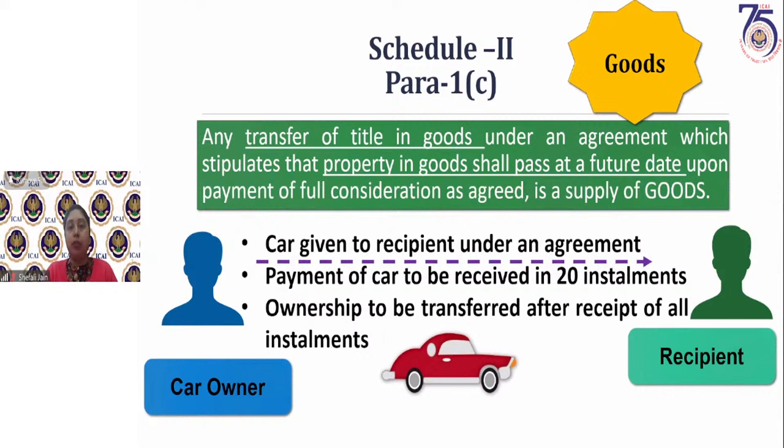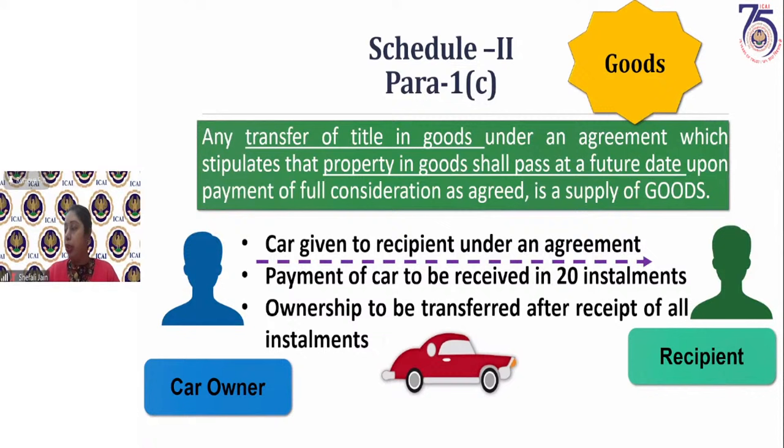Under a normal sale transaction, what happens? I sold the goods, I gave the possession to the recipient, and I take the consideration. In this case, in the transaction which is covered in para 1C, we are transferring the ownership only at a future date. The property in goods will be transferred at a future date, only when the payment of full consideration has been made.